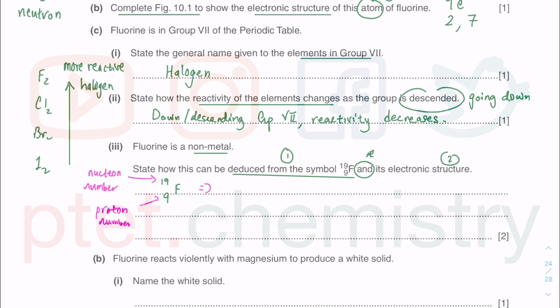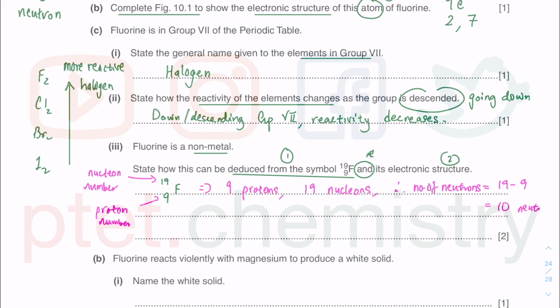So what does it tell us? 9 protons, 19 nucleons, they say from the symbols. Therefore, number of neutrons equals the top bit minus the bottom bit, which is 10 neutrons.